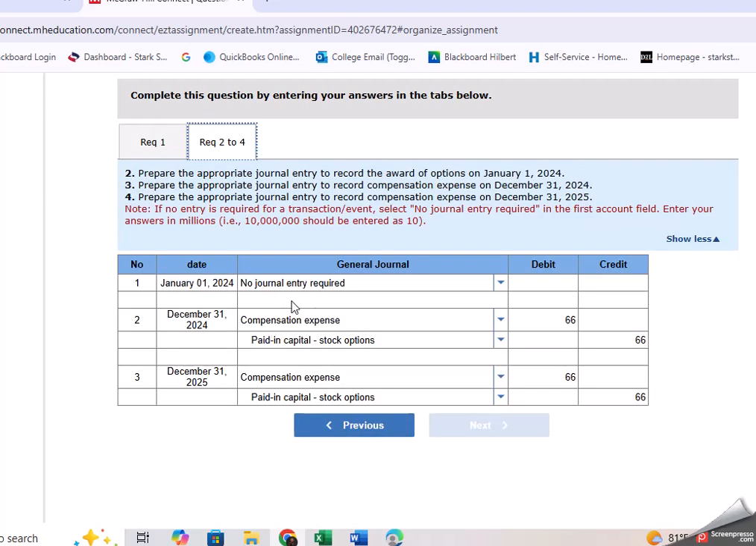Then when we initially issue them, there's no entry because again, we're issuing them normally at the market price on that day. But at the end of each year to vest, we're going to debit compensation expense and then credit our paid in capital stock options.